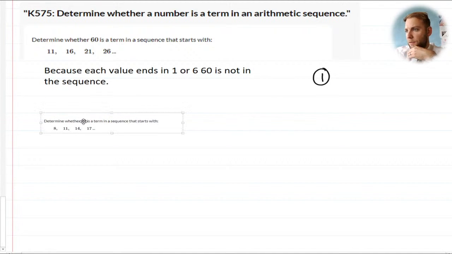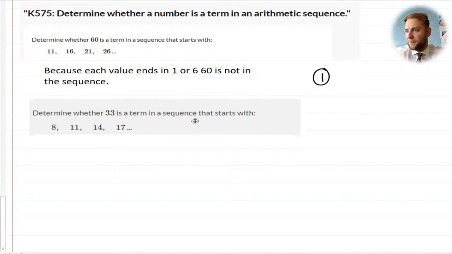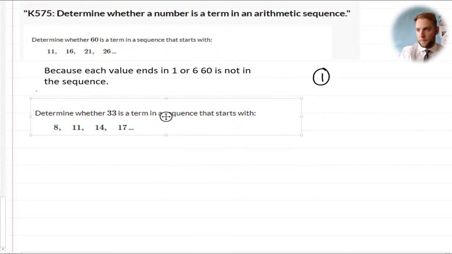So, determine whether 33 is in the sequence. Now, the problem with this one is that it's going up in 3s each time. So you could, if you wanted to, just keep adding until you get to around 33 and then see whether it's in there. So get this one down as the second example. However, there is another way that you can do this. With this one here, first of all, work out the nth term. So get this one down as example 2.